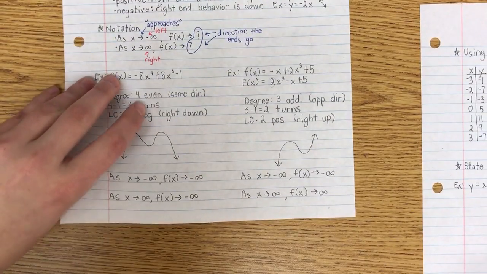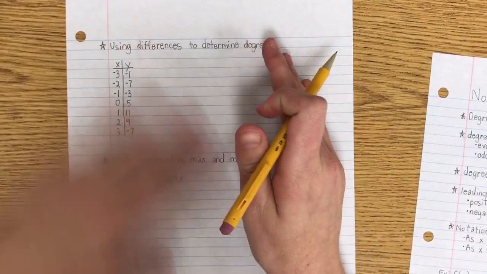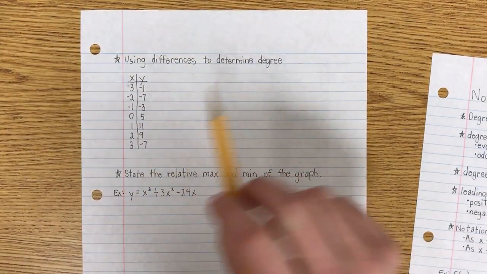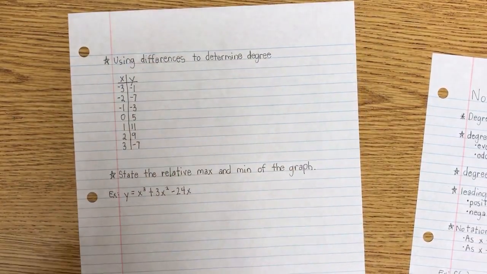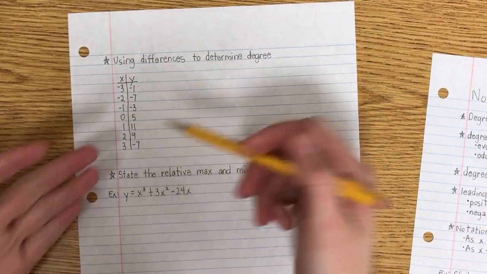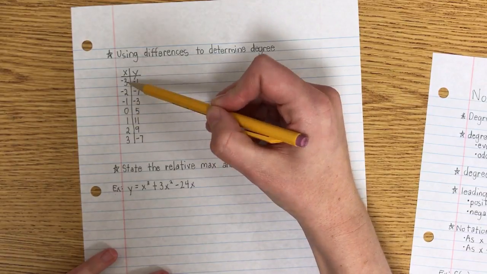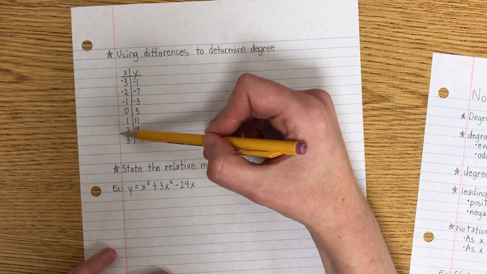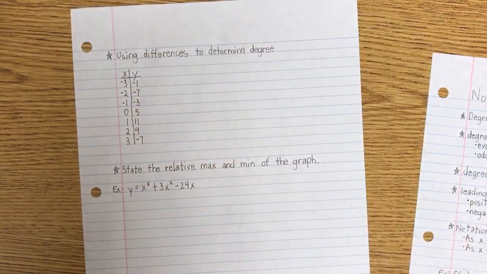Let's talk about more things that we can find about polynomials, and in this case, given a table. You can use differences to determine the degree of the equation. Given a set of values, you'll notice this is a specific set of values. My x values go from -3, -2, -1, 0. From each x value to the next, I'm only jumping by 1. I'm adding 1 every single time to get to the next x value.